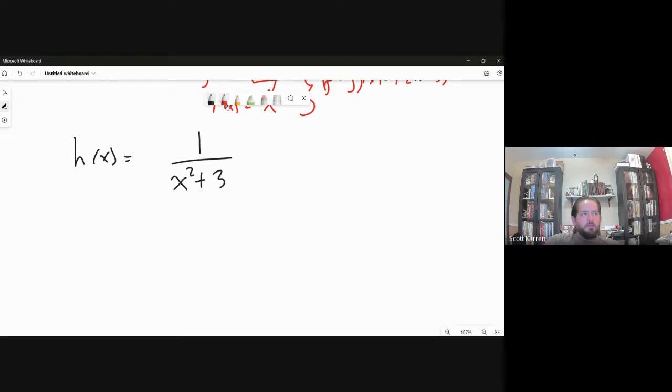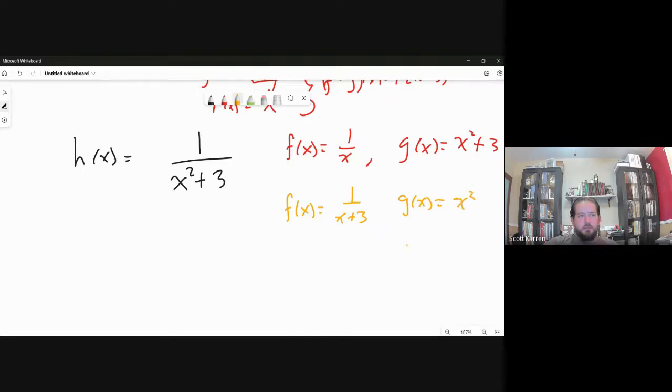Right. So let's look at this, 1 over x squared plus 3. I can come up with probably two. I could say f of x is 1 over x, and g of x is x squared plus 3, which would work if I take g of x and plug it into f of x, I get 1 over x squared plus 3. But I might also say, look at this, f of x is 1 over x plus 3, and let's say g of x was x squared. That would also work, right?